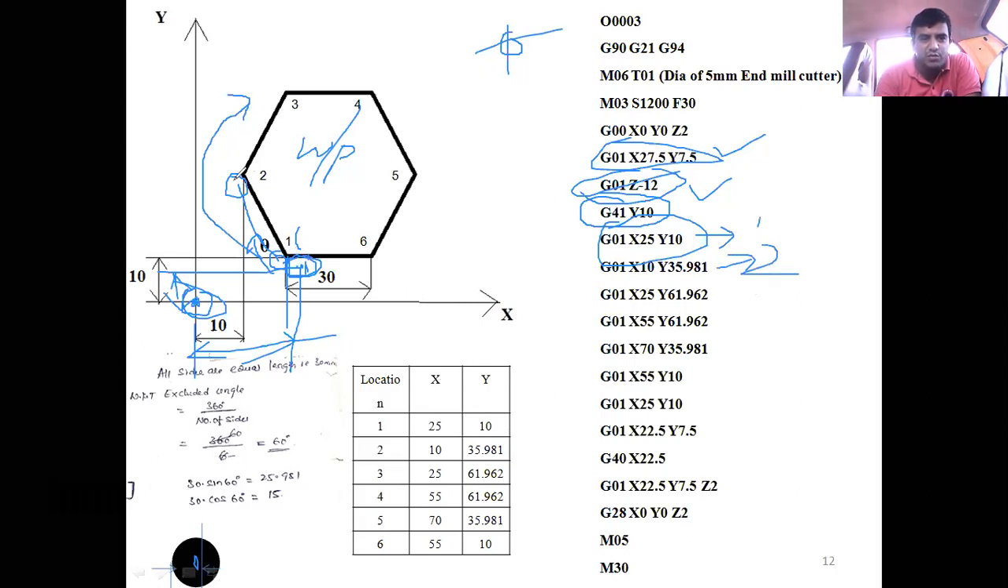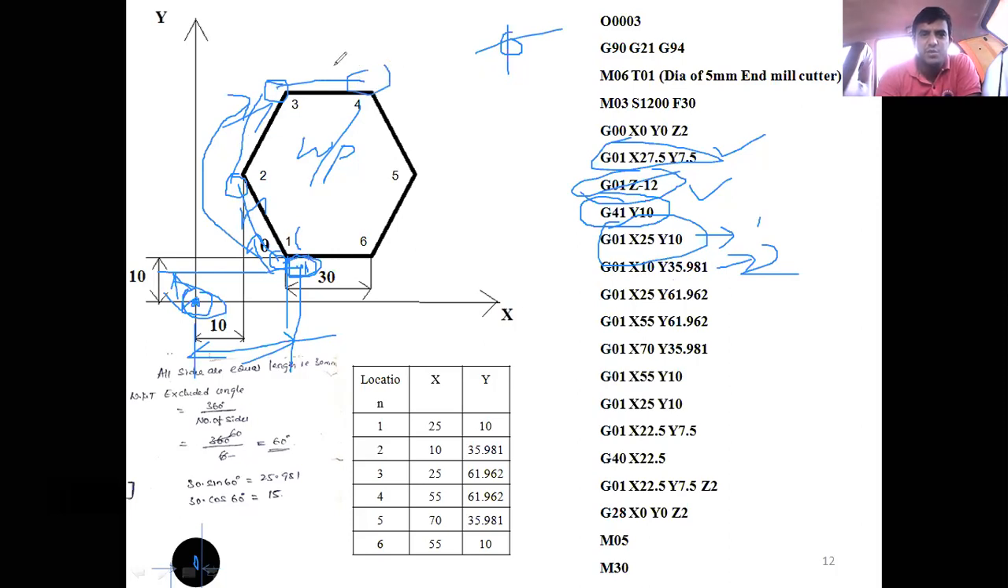Now move the cutting tool from 2 to 3. Again, what type of motion is it? Linear interpolation. Right? This is the movement of the cutting tool. Again, this is a linear interpolation. X value is 25. Y value is 61.962.